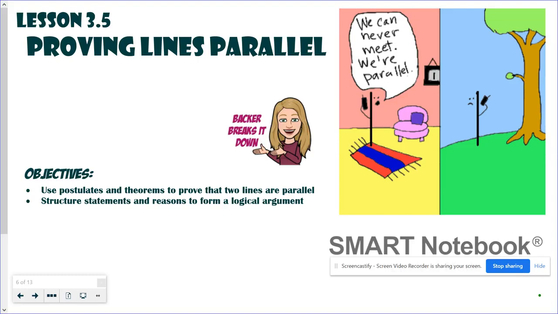In this episode, we are going to prove two lines are parallel. Okay, let's review some past methods of proving angles to be congruent or supplementary.